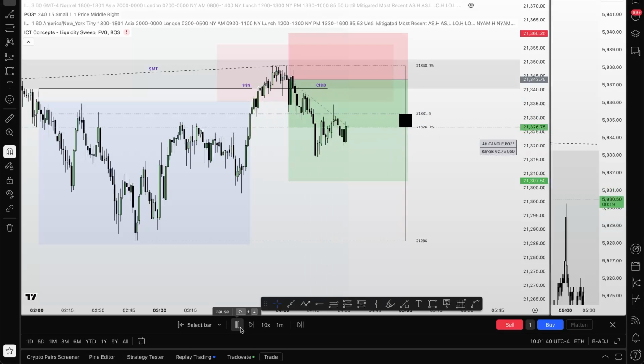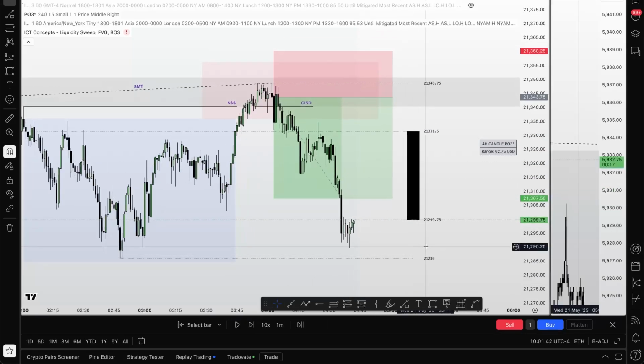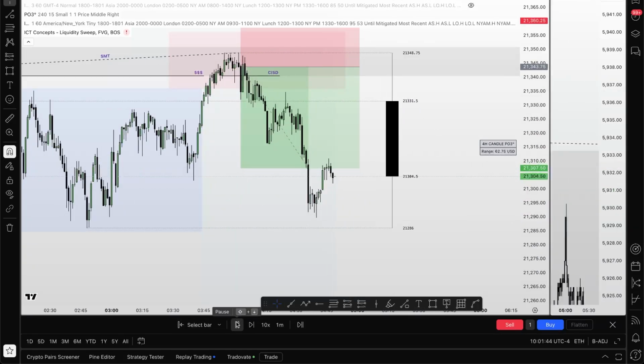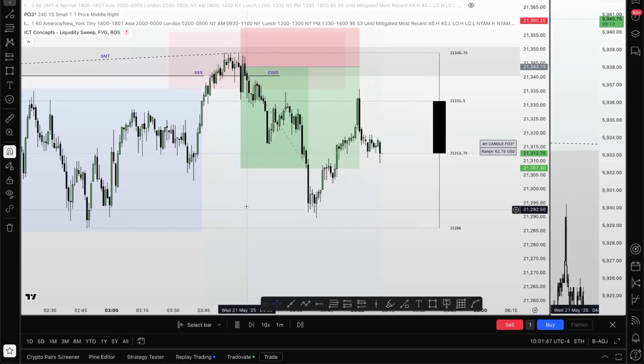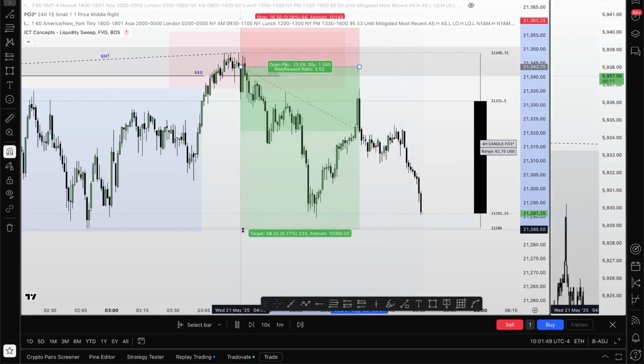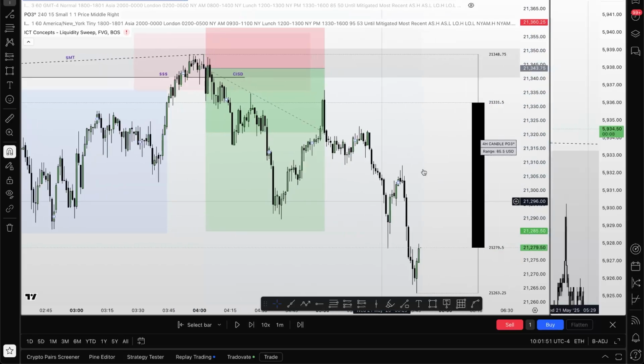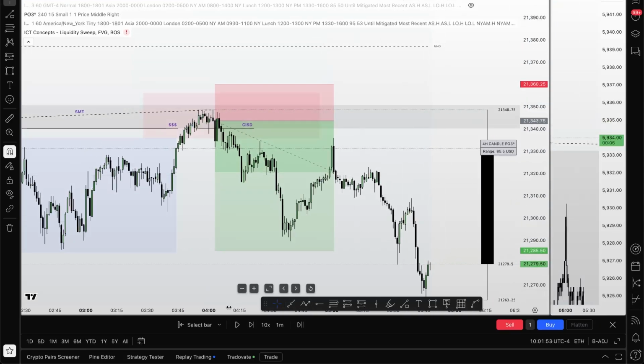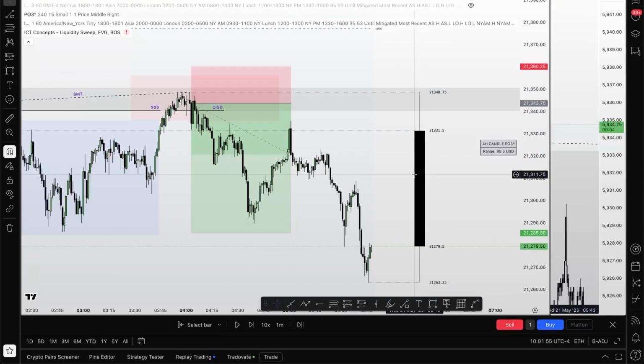A little bit of drawdown to start, and then we just kept running down, and we did actually hit the 4-hour low, which would have been 3.5R, but you can't just chase those winners, can you, boys? Anyway, that's the first trade, and I'll move on to the next trade now.